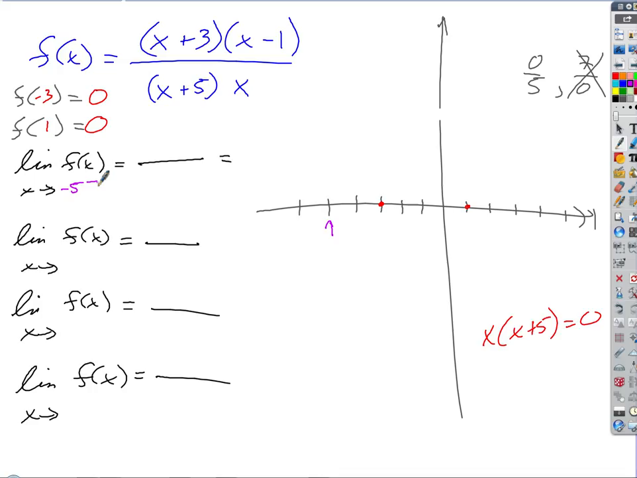Elizabeth, what's going to happen to this factor right here, x plus 3, as x approaches -5? It's gonna be -2, good. How about that one? As it approaches -5, yeah. -6, I'll just keep picking on you. What about that one right there?